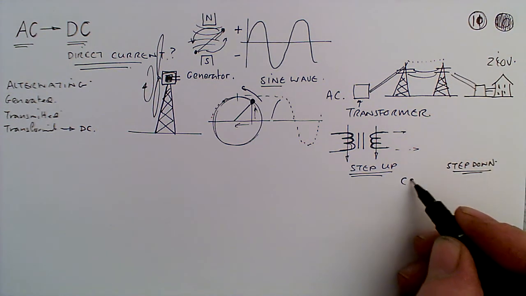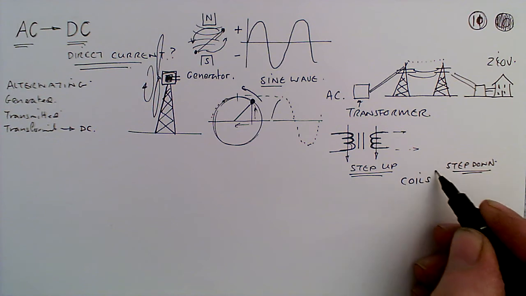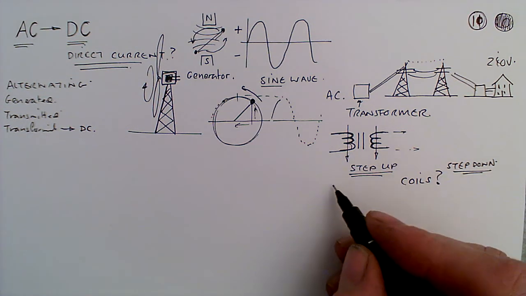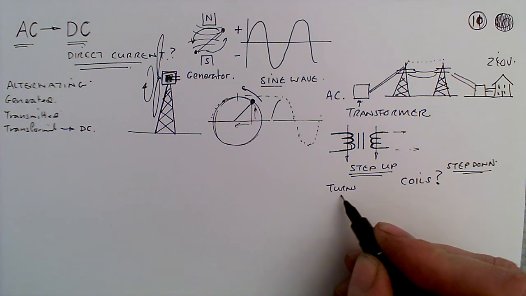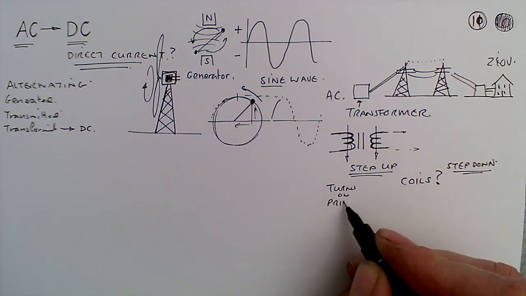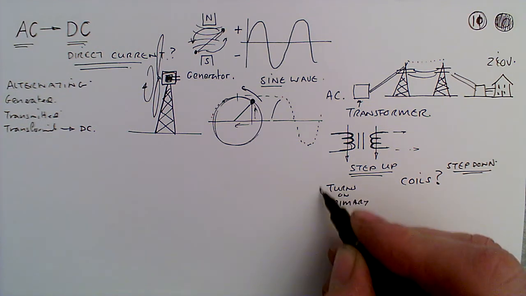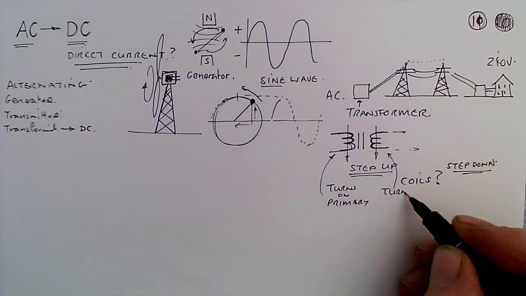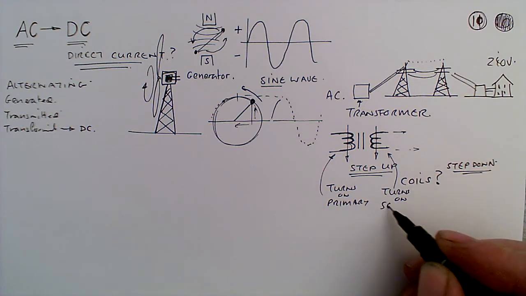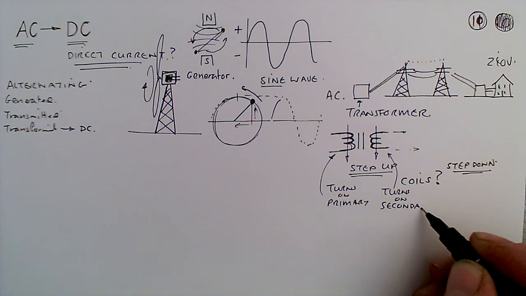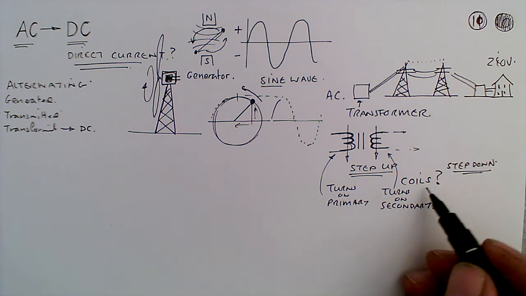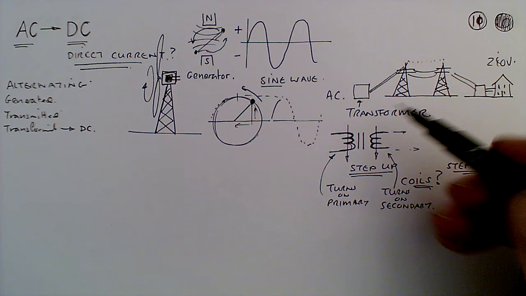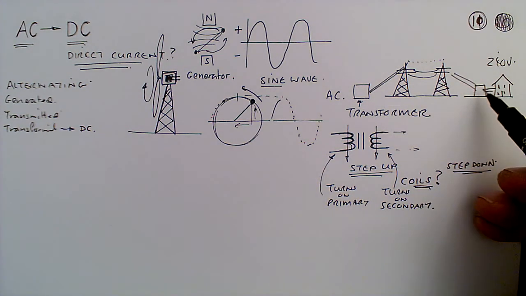And I'm going to leave you a little question here. It's to do with the coils, the number of coils on each side. Turns on the primary in relation to turns on the secondary. I'm not going to tell you the answer. I'm going to leave that question for you, so that's something you need to go away and figure out for yourselves. So how do we step it up? How do we step it down?